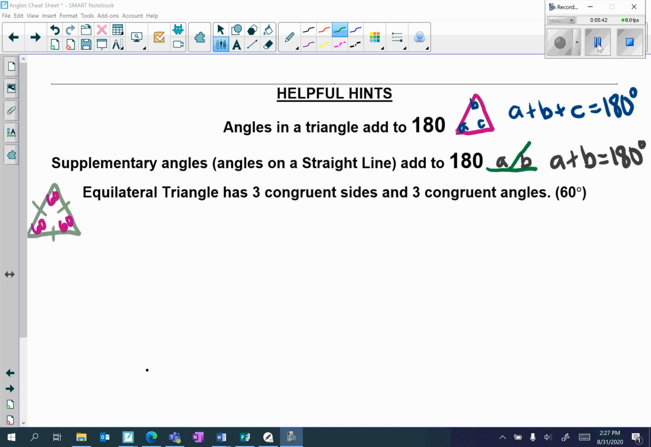An equilateral triangle has 3 congruent sides and 3 congruent angles. All those angles measure 60 degrees.